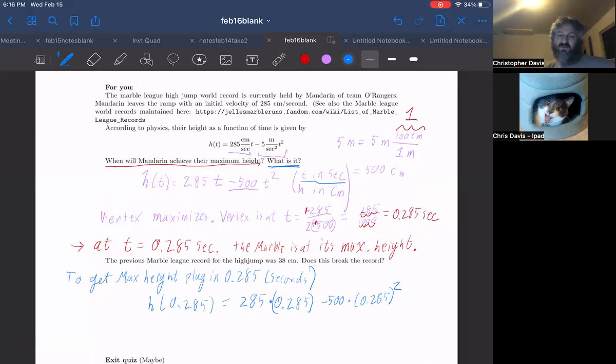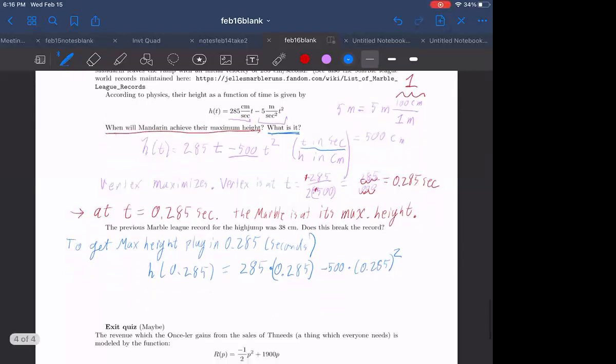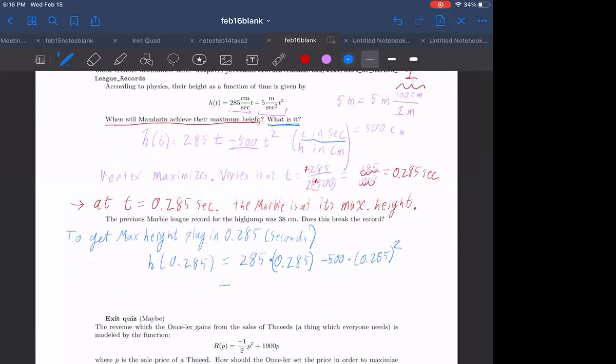I'm going to pull up, you can't see what I'm doing, but I am currently pulling up my preferred calculator. 285 multiplied by 0.285 minus 500 times 0.285 squared is 40.6125. Centimeters.